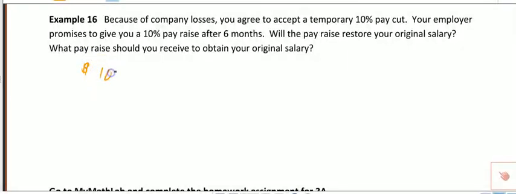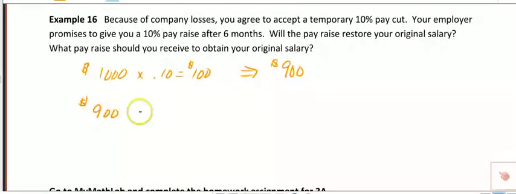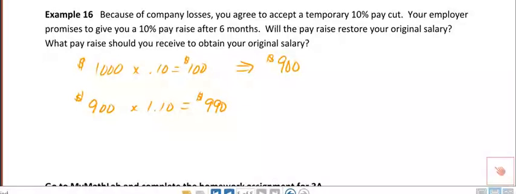Let's assume you have a $1,000 salary. And if you take a 10% pay cut, basically taking 10% away from $1,000, you multiply that by 10%, that's $100, and if you subtract it, you would be at a salary of $900. Okay, so now let's take that $900, which is our reference value, and increase it by 10%. So if I'm going to increase it by 10%, I'm going to multiply by 1.10. See what that gives you. So what that does is it gives you $990. It does not put you back at your original salary.